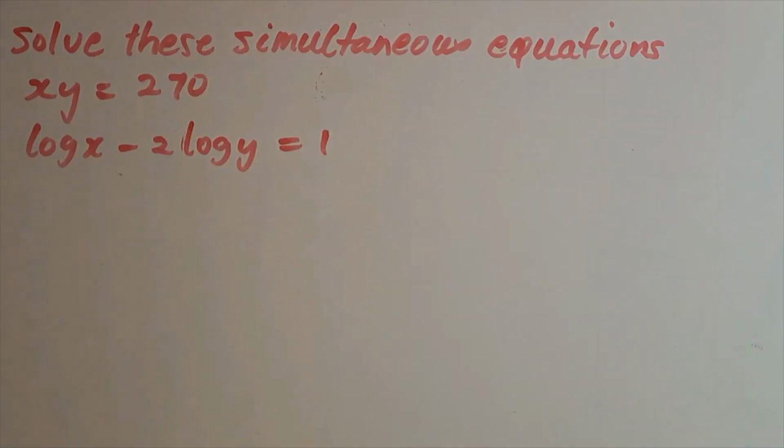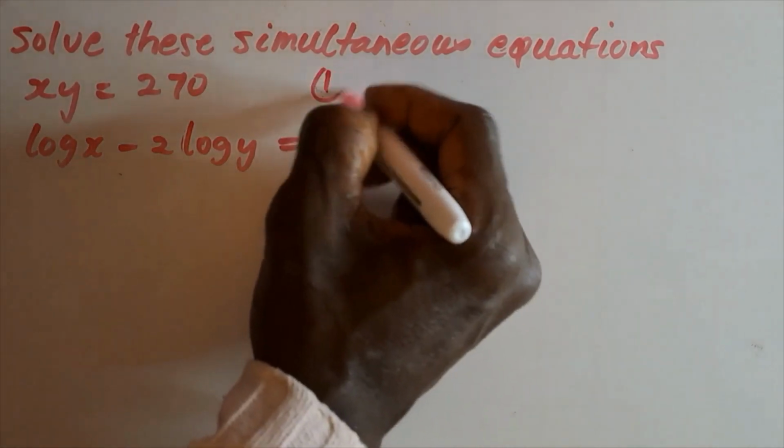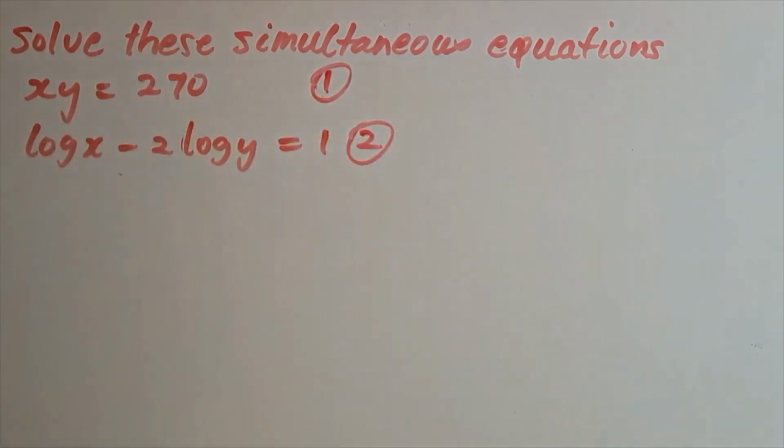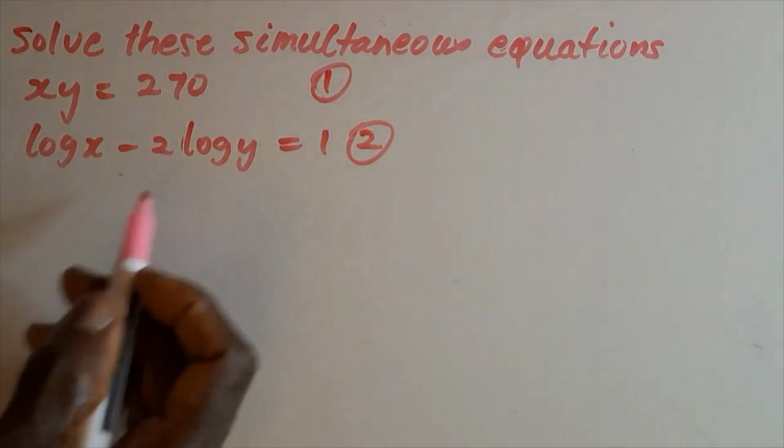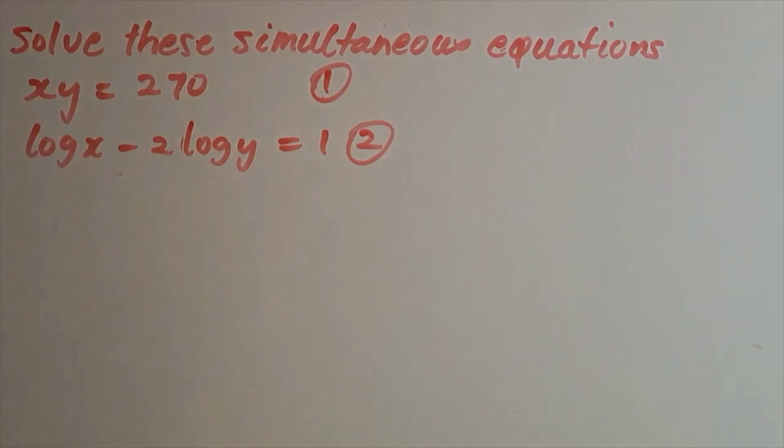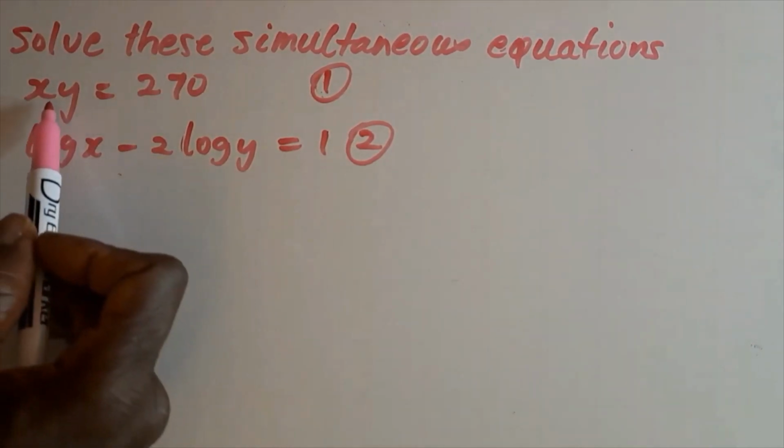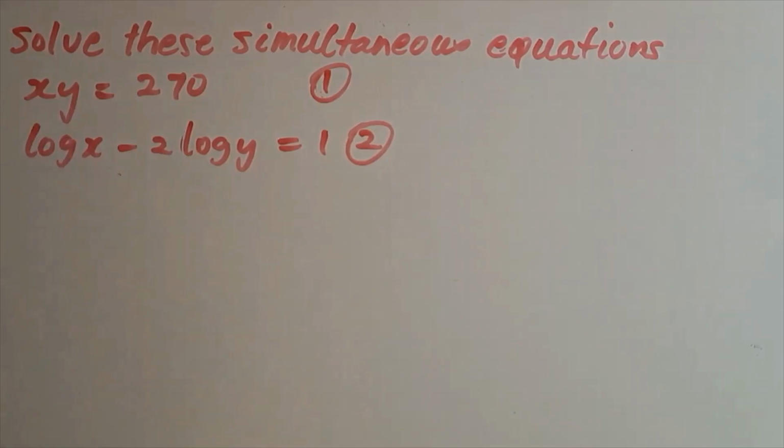Hi there. We need to solve these simultaneous equations. We'll call this equation 1 and this equation 2. We'll try and rearrange equation 2 because there's nothing we can actually do here with x times y is equal to 270. If we divide both sides by y, we won't make any progress, nor if we divide both sides by x.